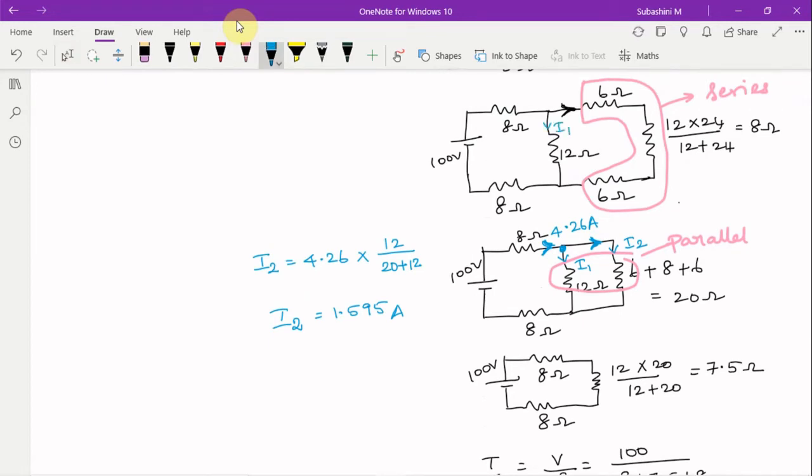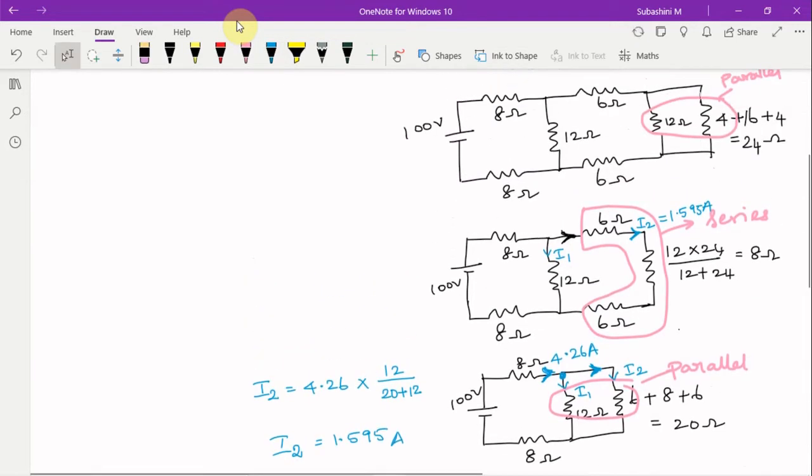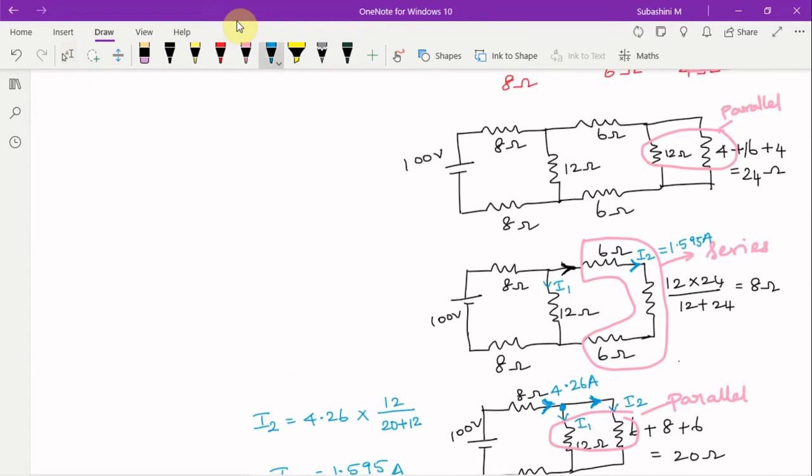Now further, if I go above, you can see that this is I1 and here the current is I2. Through the 6 ohm resistor, the current flowing is I2, that is 1.595 amps. The same thing I am going to apply here. This is where the I2 comes, 1.595 amps. Now I am going to name this as I3 and I4.